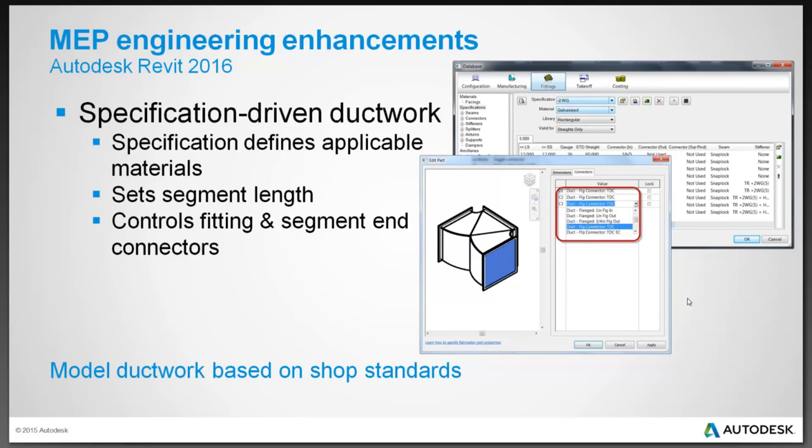So what this allows us to do then is to create specification-driven ductwork. When we are placing our fabrication parts in Revit 2016, the specifications defined in the fabrication configuration define what duct materials may be used. The specification also controls material gauge, i.e. your weight, the standard segment lengths, and the connectors applied to the fitting ends. So your parts can be more confidently modeled to better conform to shop standards. And again, we're really just bringing all of this fabrication functionality into the Revit platform.